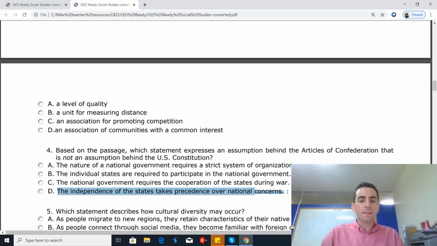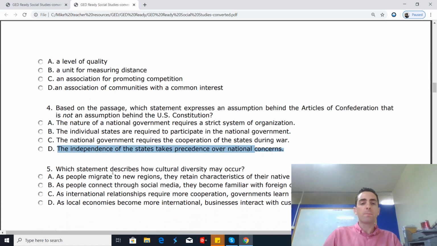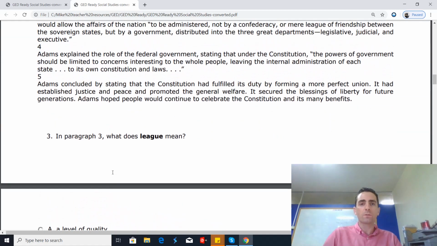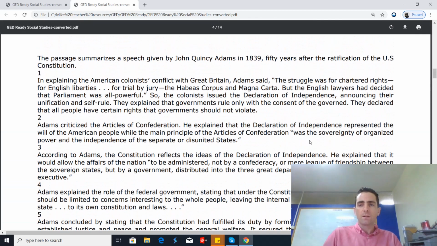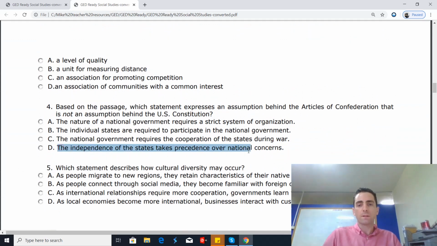The independence of the states takes precedent over national concerns. It doesn't mention anything about war in there. Yeah, I would go with D there. The independence of the states takes precedent over national concerns. And we can see that here. The independence of the separate or disunited. Okay, the main principle of the Articles of Confederation is the independence of the separate or disunited states, which links directly into D, the independence of the states.